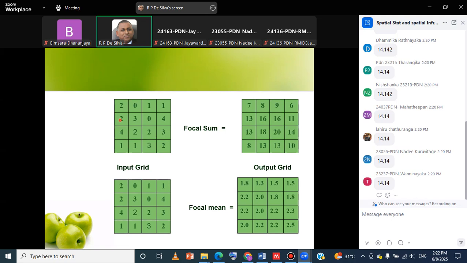Now, if you have a 4 by 4 raster here, this is a 4 by 4 raster. How many complete eight-way connectivities you have for this 4 by 4 raster? How many complete eight-way connectivities you have for this raster? Can you drop a chat message?